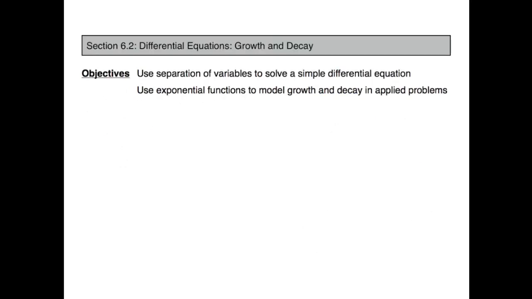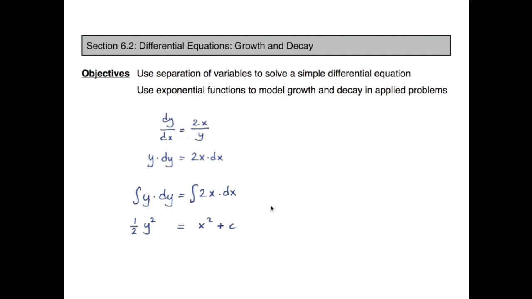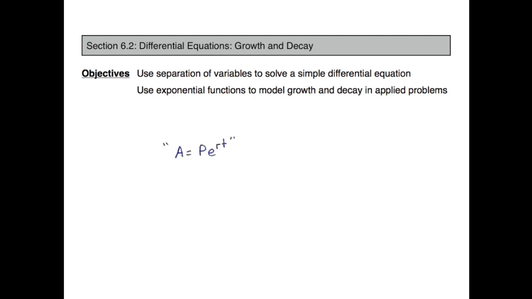So there we go. The objectives were to use separation of variables to solve a simple differential equation. This is separation of variables, putting y's with dy, x's with dx, and then integrating to solve. Use exponential functions to model growth and decay. It's really Pert, but we will write y equals C e^(kt) in AP Calculus.